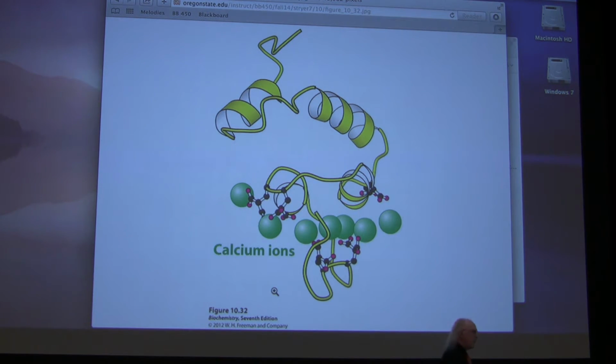Prothrombin, of course, is the zymogen form of thrombin. Prothrombin has a modification done to it that allows it to bind to calcium. That's not part of the cascade.